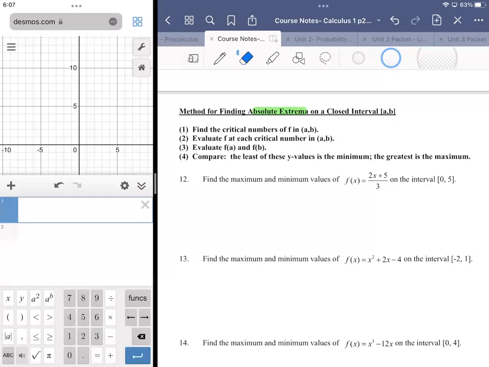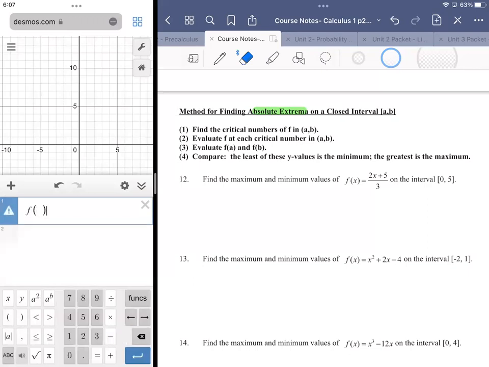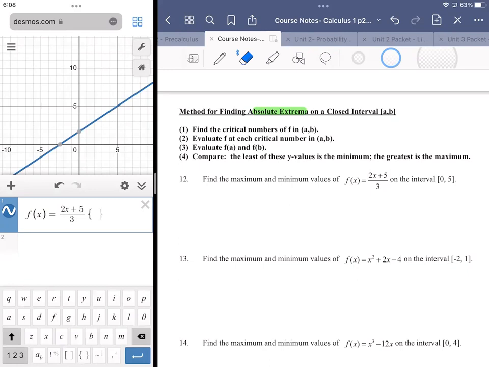So f of x is equal to, we have 2x plus 5 over 3. I could put the fraction in first, 2x plus 5 over 3. I could also have simplified a little bit. And in fact, when we go to take the derivative, that's in fact what we're going to do. But then open the squiggly bracket and then put in your interval here.